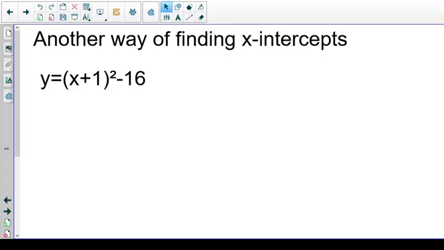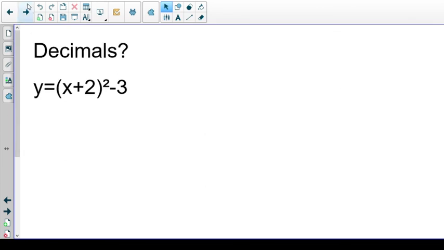Okay, so this one, I showed you a nice number x-intercept. But what if we have those messy decimals like the ones we did on Desmos? Well, if we look at this problem right here, y = (x + 2) squared - 3, we're going to run into some decimals. So let's see how that looks when we solve it.